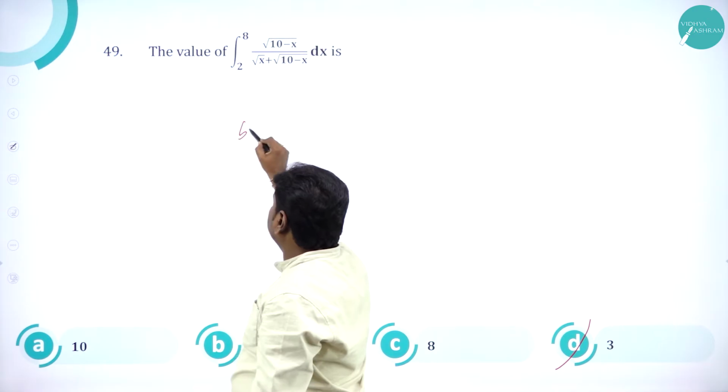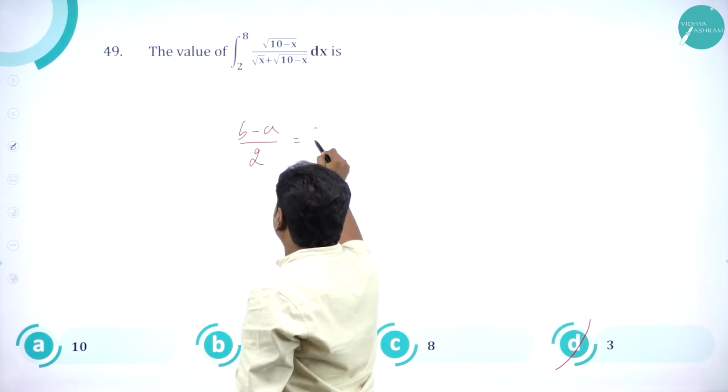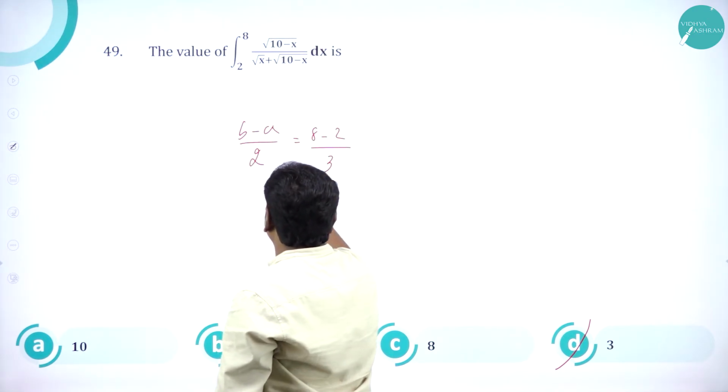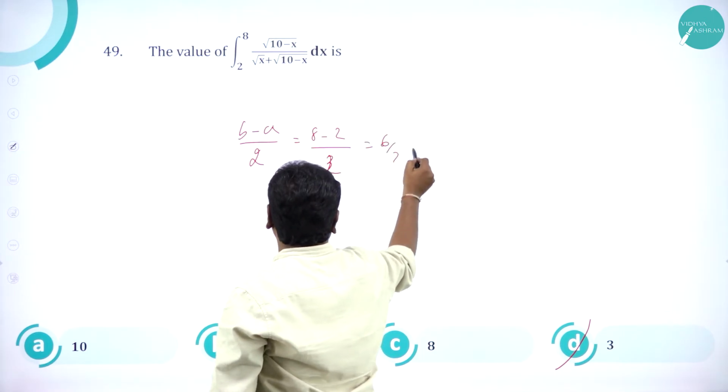So, what is the formula? b minus a by 2. 8 minus 2 by 2, that is 6 by 2. That is 3. That's it.